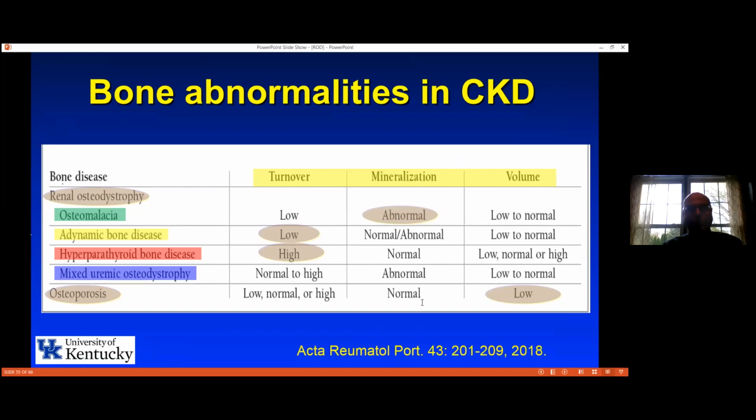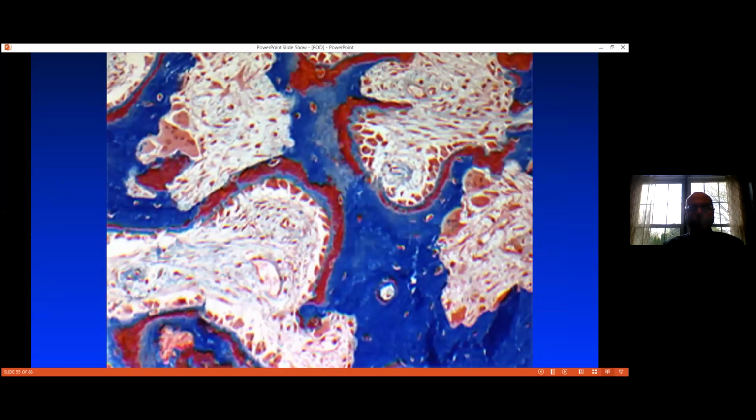But osteoporosis is a problem with the bone volume and bone density, not with mineralization or turnover. Some of the osteoporotic patients might have high turnover, some have low or normal turnover, but the major problem is in the bone volume and bone density.